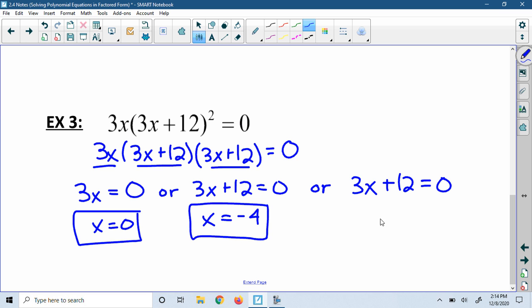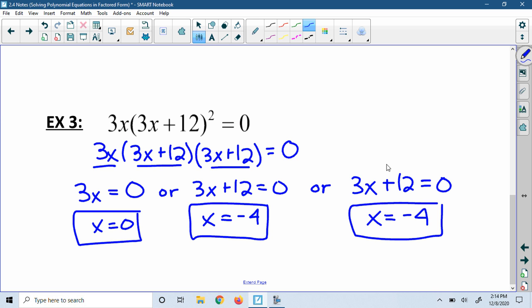And we know this third one is going to be the same. So there are actually 3 answers for x there, even though 2 of them were kind of repeating each other. Boy, the more factors you have, the more solutions you're going to have for x.